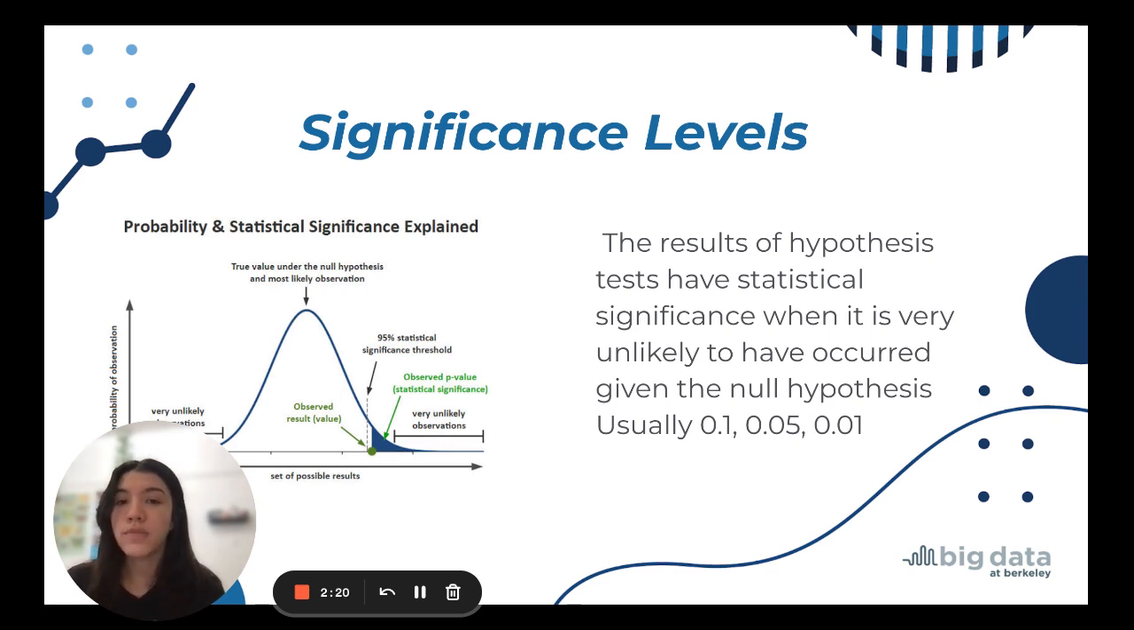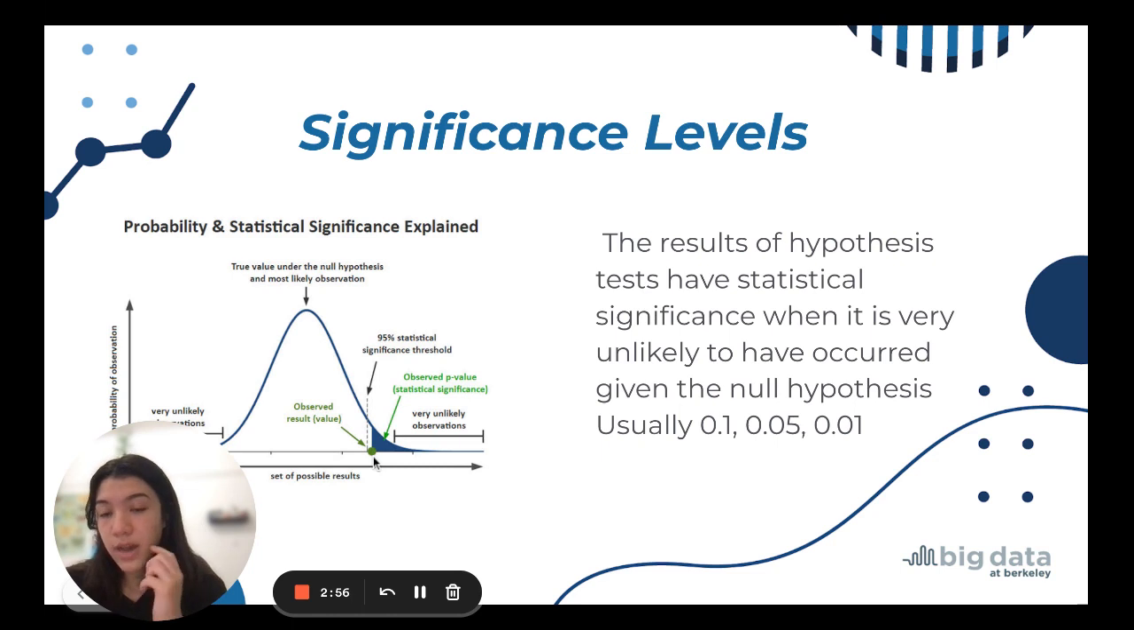And basically, the results of a hypothesis test have statistical significance when it is very unlikely to have occurred given the null hypothesis. So if your p-value is less than 0.1 or the given significance level, then this is statistically significant. Then we reject the null hypothesis. So the p-value is given in this example here at a 95 percent statistical significance threshold, or 0.05. That's a cutoff line right there.